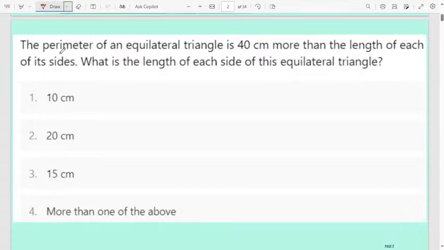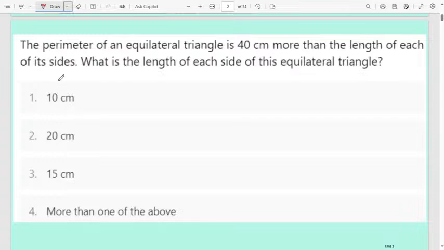Let us discuss a few important questions based on the topic triangles. Those of you who are live, please tell me whether my voice is coming properly or not. First question: the perimeter of an equilateral triangle is 40 centimeter more than the length of its side. What is the length of each side of this equilateral triangle?